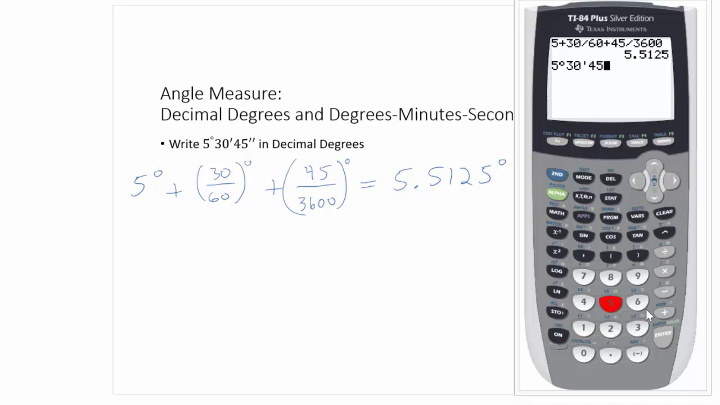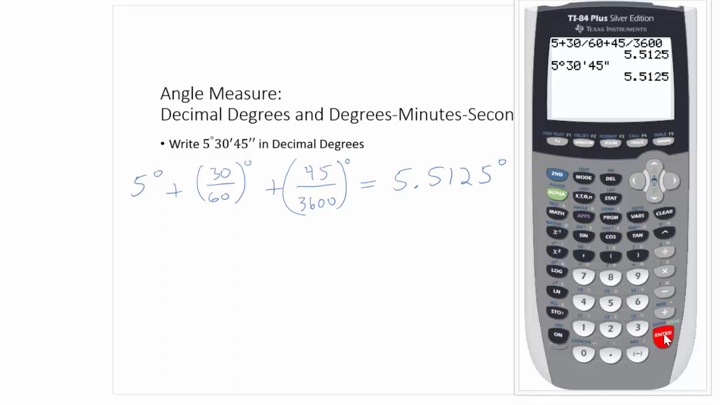It's over here on the right above the plus sign. It looks like a quotation mark. So we have to hit alpha and the plus sign, and there are the seconds. And now all we have to do is we've typed in 5 degrees, 30 minutes, 45 seconds. Now hit enter, and it'll do that for us.